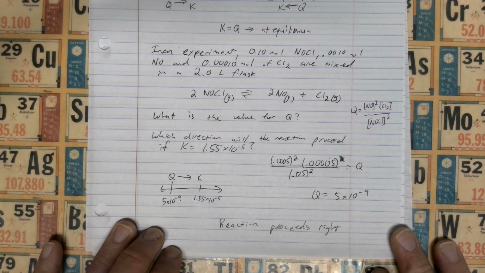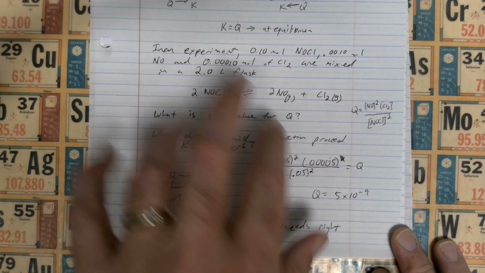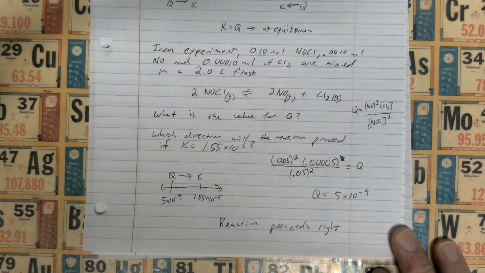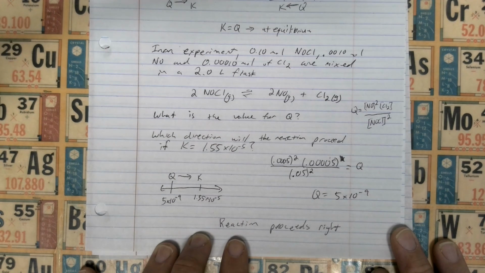Okay. So that is how you do solving for Q. So you solve for Q using the numbers in the problem, then you compare it to the K given, and then figure out which way the reaction will proceed, to the right or to the left.